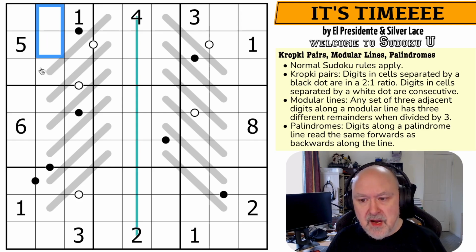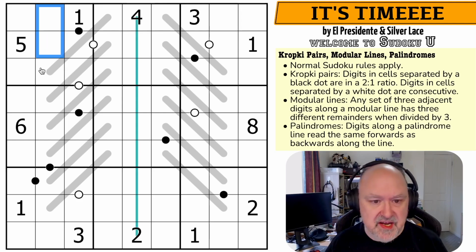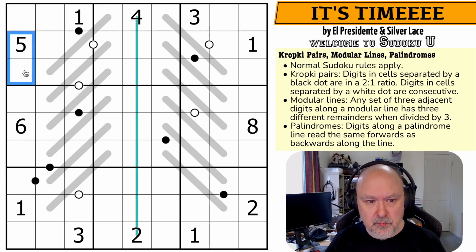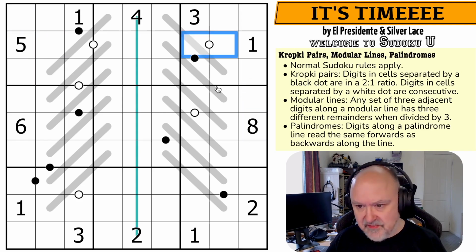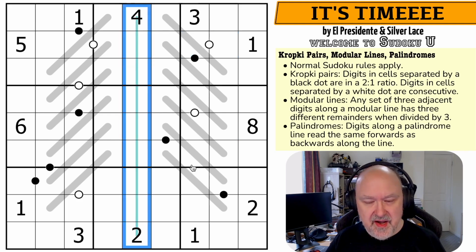That's all. Kropki Pairs means that there is no negative constraint, so it's not that all dots are given. Modular lines: any set of 3 adjacent digits along a modular line has 3 different remainders when divided by 3. That's this line up the middle. What are the 3 different remainders when divided by 3?